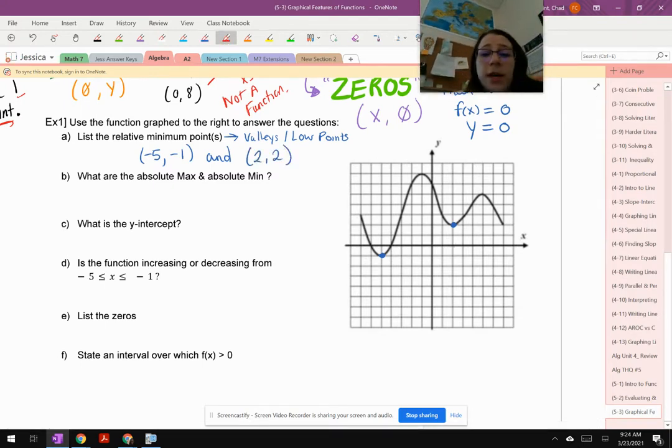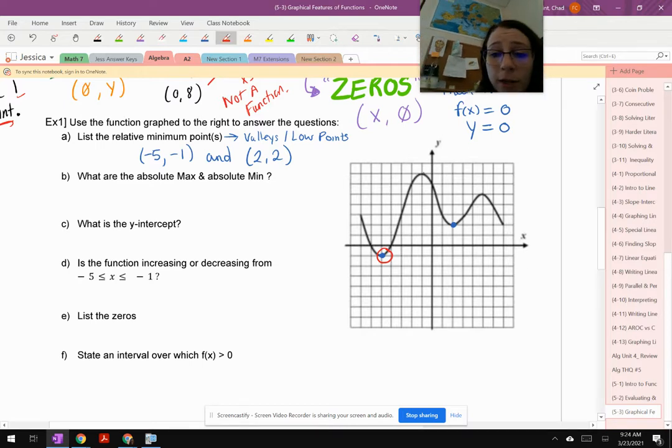The absolute max and min. The absolute min would be down here, because that's the absolute lowest point. Notice how the absolute min and relative min are the same. They match, and that's okay. And your absolute maximum point would be all the way up here.